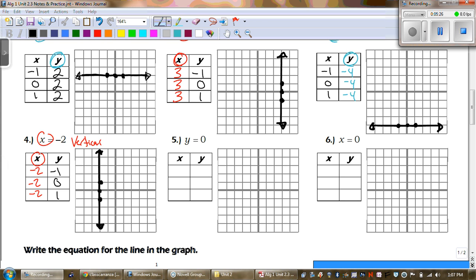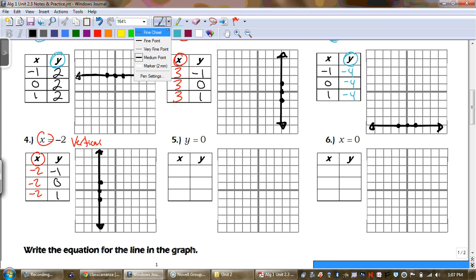Now, number 5 and number 6 can be a little tricky, and the only reason is because of what it actually equals. So y equals 0, and when it's y equals, it's horizontal. And we've got negative 1, 0, and 1. The only reason why it's tricky is because it's a horizontal line, but it's also on the x-axis. So when you're doing these, you have to be very deliberate and make sure I can tell that there's an actual line on that axis.